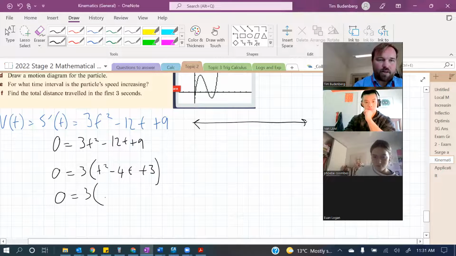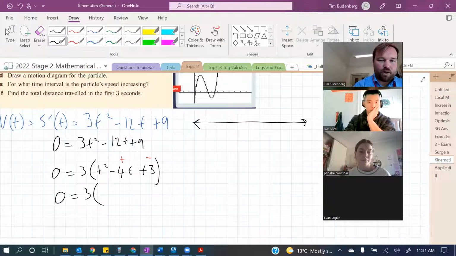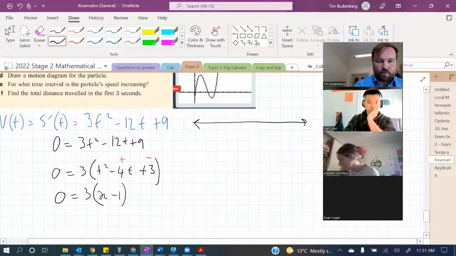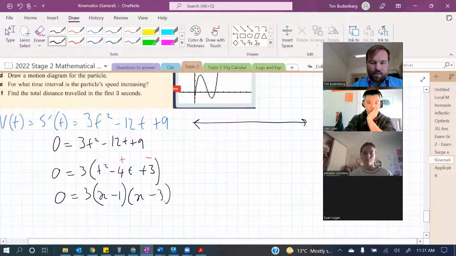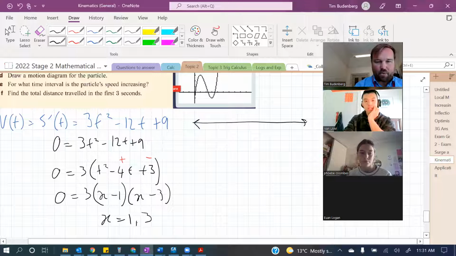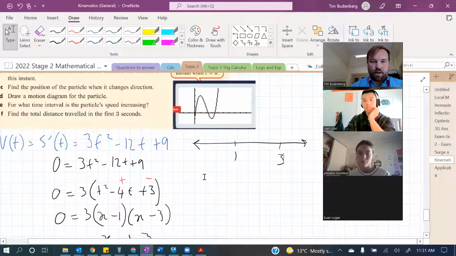0 equals 3. Then we're thinking sum and product. What adds to minus 4 and multiplies to plus 3 is minus 1, minus 3. Hoping we're happy with that. So (t minus 1)(t minus 3) means our solutions are t equals 1 and 3. So now we do a sign diagram.